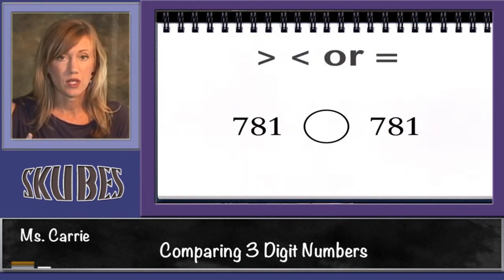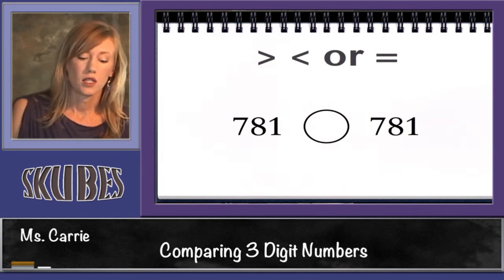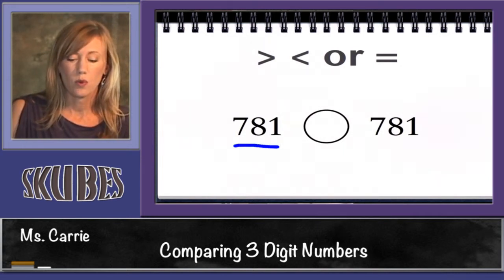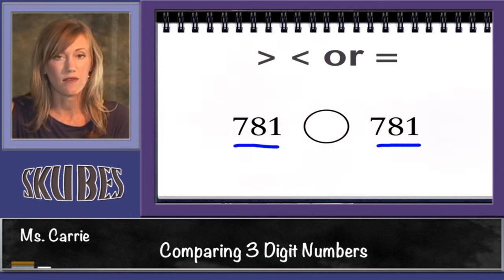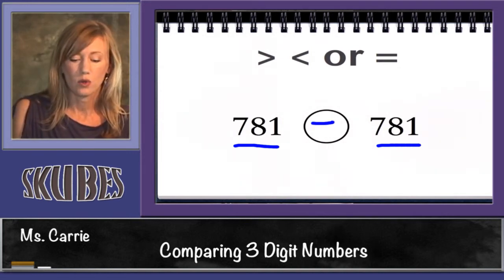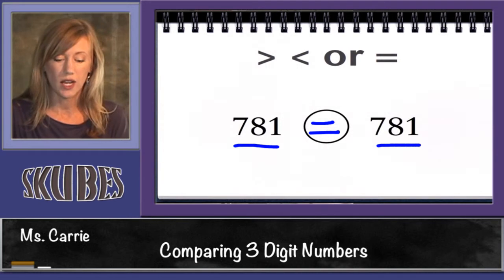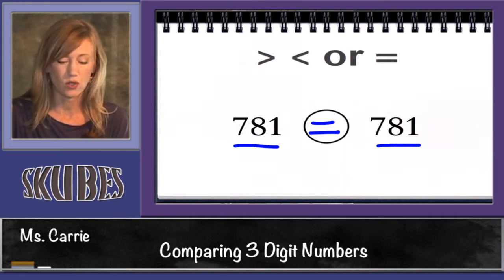Let's do them all mixed up and see if we can figure them out. On this side we have 781, and on this side we have 781. Well, like we just said, if they're the same, they're equal. We're going to use the equal sign. 781 is equal to 781.